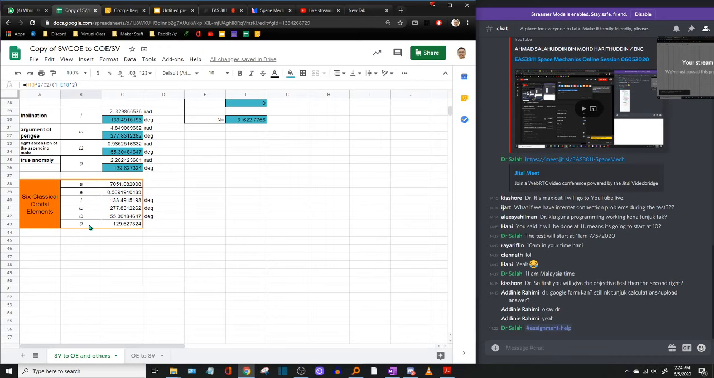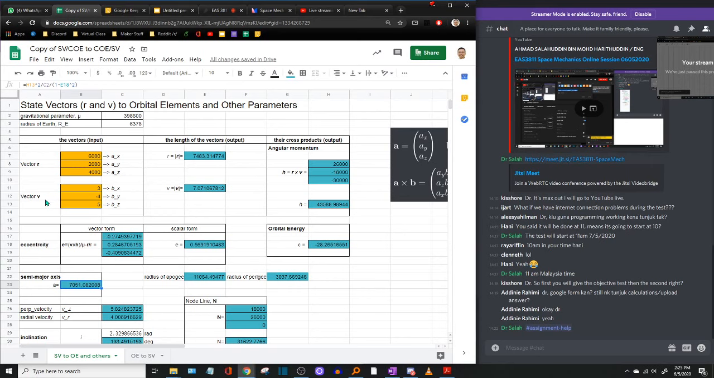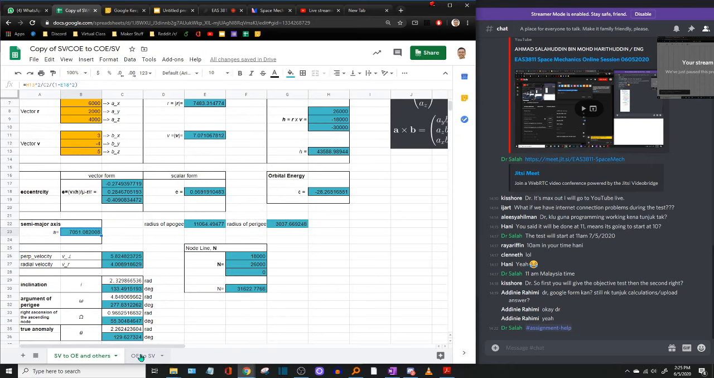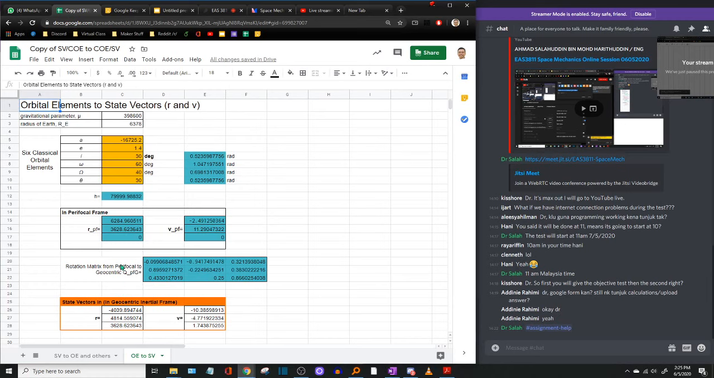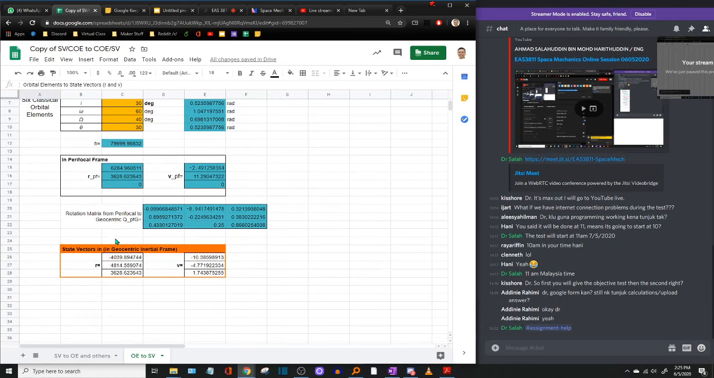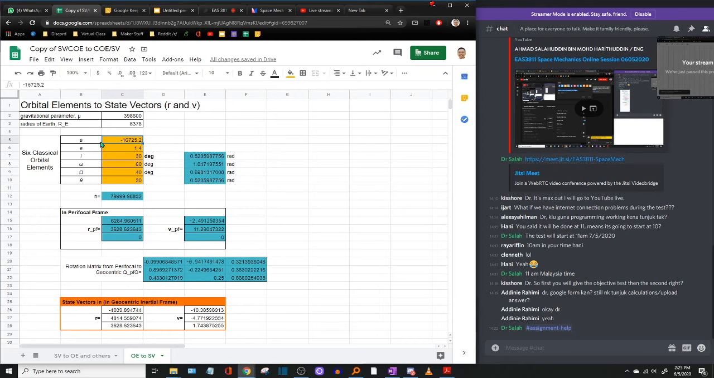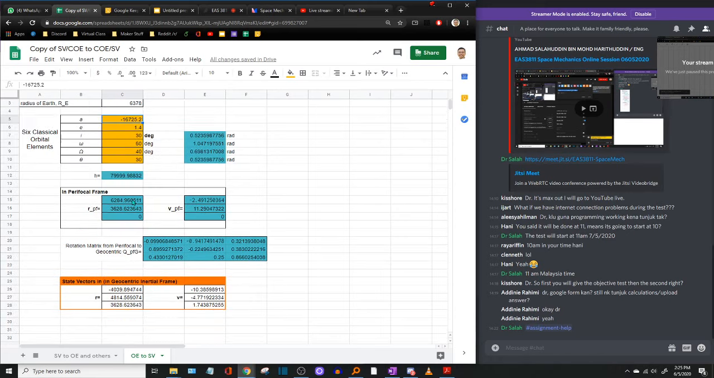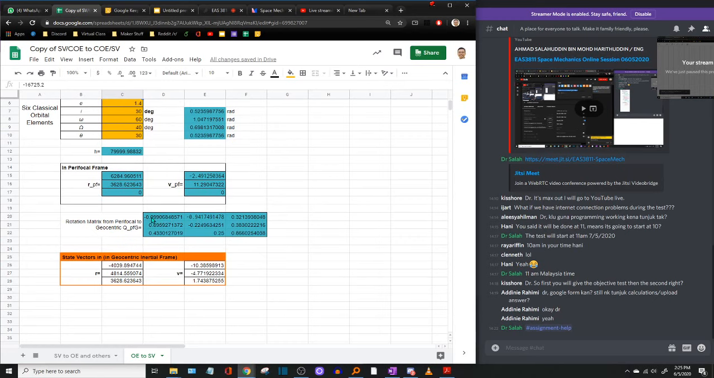classical orbital elements. Now what if you have 6 classical orbital elements, A, E, I, small omega, big omega, theta, and you need to find R and V, those vectors? If you click on this one here, this is where your 6 orbital elements are the inputs. Let's say you have such and such numbers, those are in degrees. I change it to radians here, and then do all the calculations here. Okay, rotation matrix, and fine.